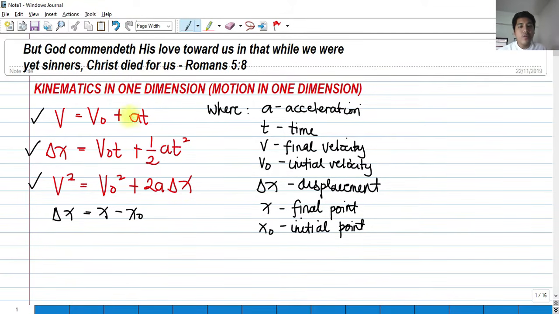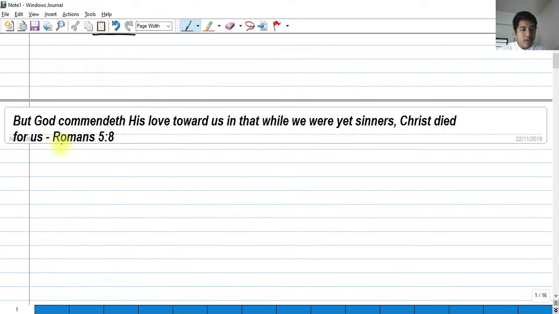Okay, we can only use these equations if the acceleration of the body or the motion is constant. Acceleration is constant. If that is not constant, if acceleration is changing, then definitely we cannot use these equations. But in most physics problems in one dimension, usually the acceleration is constant. Okay, so let me just show you first. From our first equation, we're going to derive this equation.